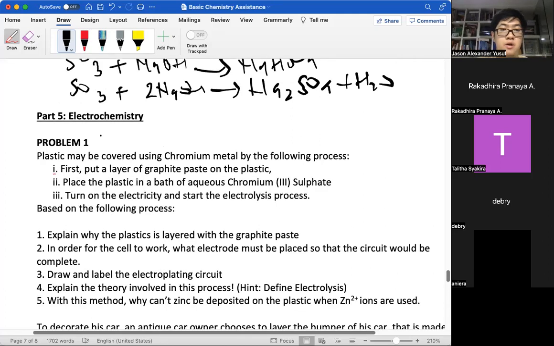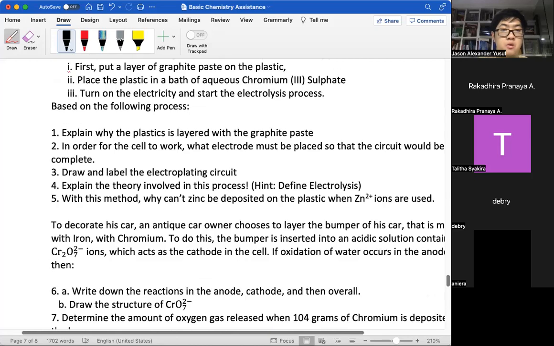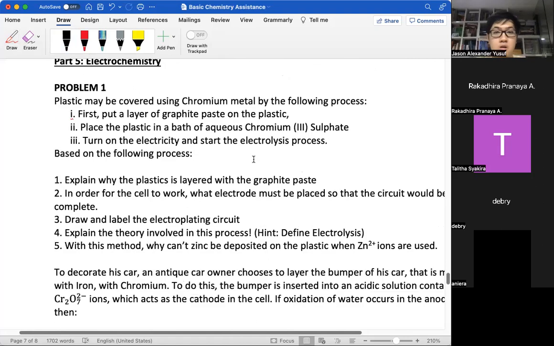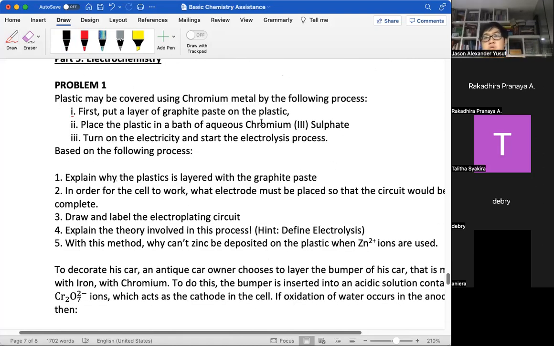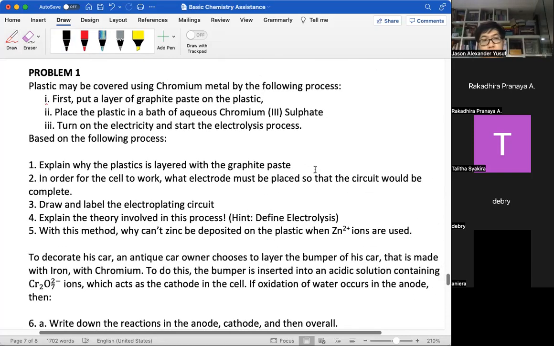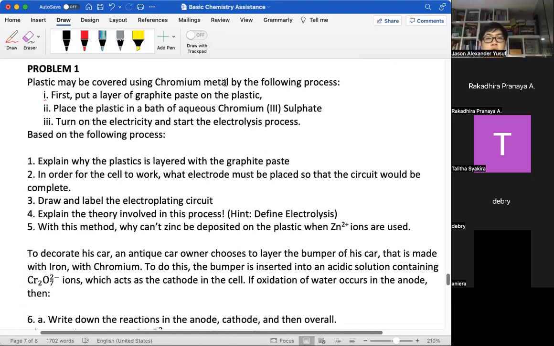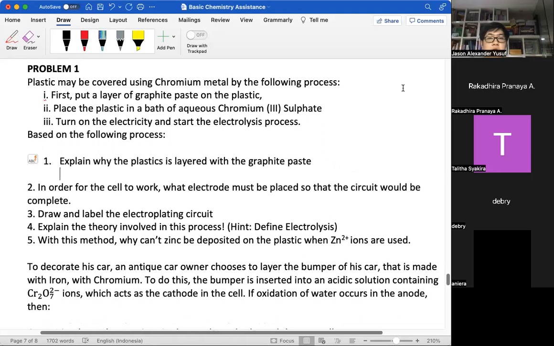And next, this is the final part of the problem that we have, which is electrochemistry. First of all, this is one of the applications of electrochemistry, which is electroplating. So basically, when you take a metal and you coat it with another metal, let's say, which you will see here. The case that we have here is the case of plastic, where we are going to electroplate, quote unquote, plastic with chromium. First of all, we need to explain why the plastic is coated with the graphite paste.